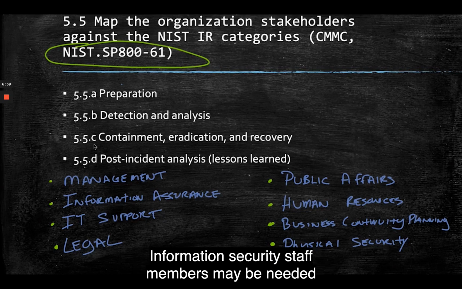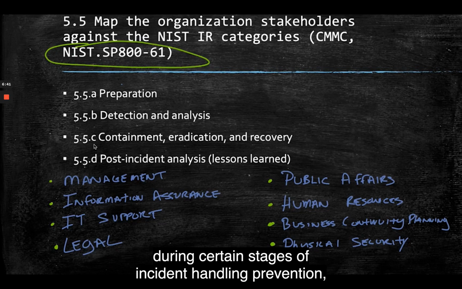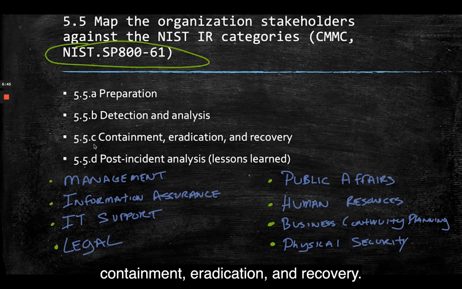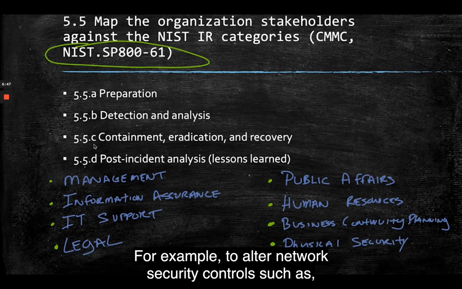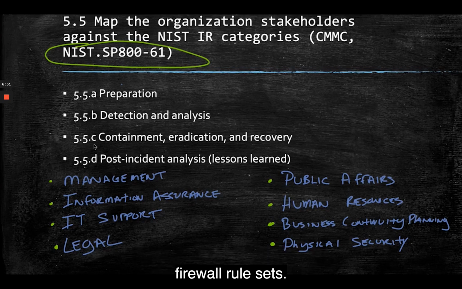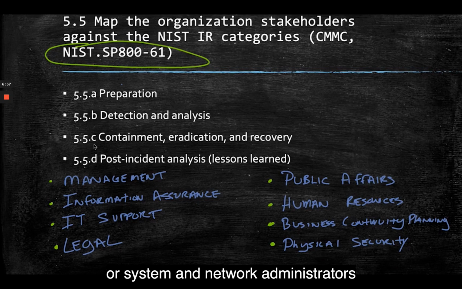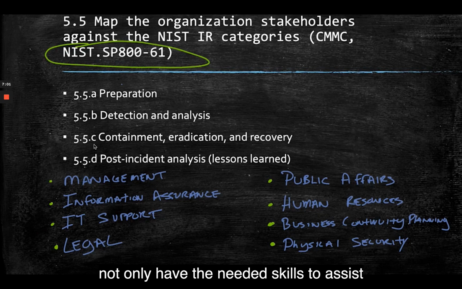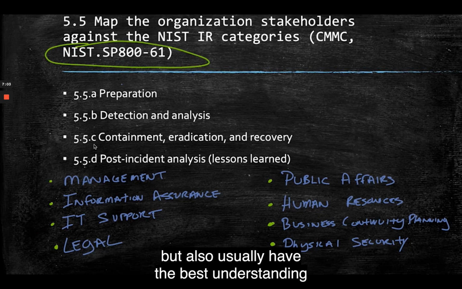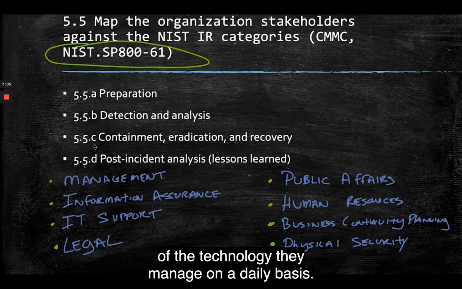Information security staff members may be needed during certain stages of incident handling: prevention, containment, eradication, and recovery. For example, to alter network security controls such as firewall rule sets. IT technical experts, or system and network administrators, not only have the needed skills to assist, but also usually have the best understanding of the technology they manage on a daily basis.